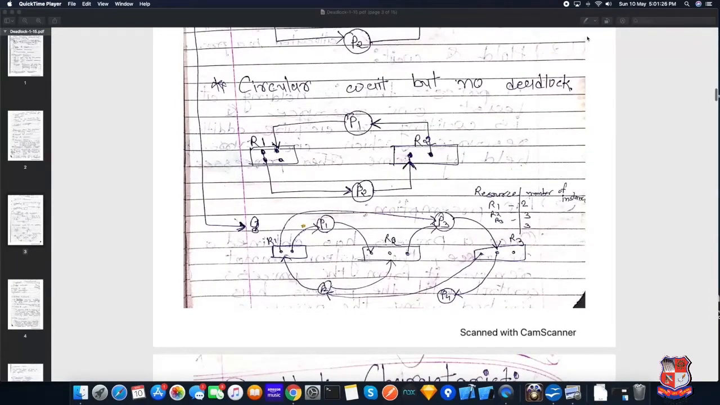Okay, so the main basic concept of the deadlock is that a process requests a resource which is already held by another process. If this situation is generated, in the circular wait, if the cycle or loop is generated, then the deadlock can be generated in the system.